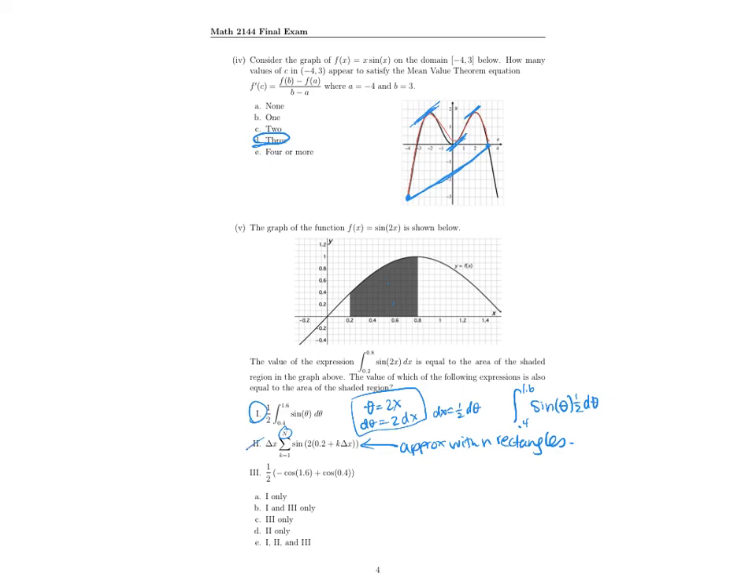So what about 3? It looks like if I were to evaluate this using the fundamental theorem of calculus, I know that an antiderivative of this thing is going to be negative 1/2 cosine theta. And I want to evaluate that from 0.4 to 1.6. If I plug that in, I'll get negative 1/2 cosine of 1.6 minus negative 1/2 cosine 0.4. And so that's equivalent to this one. So 1 and 3 are equivalent to that.